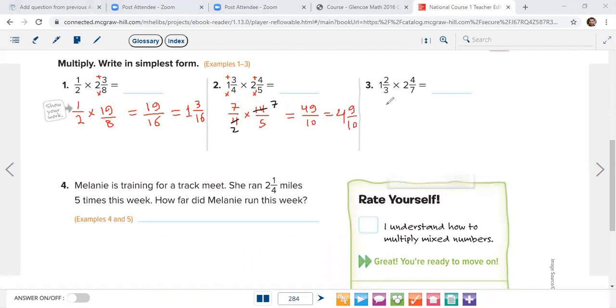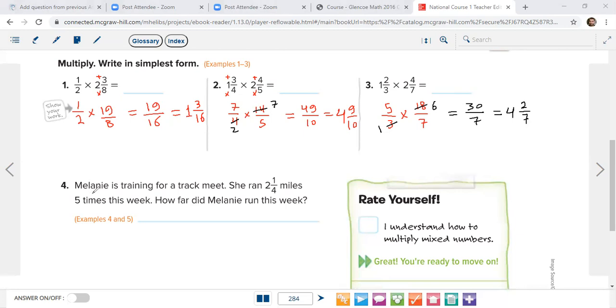1 and 2 over 3 is like 5 over 3. 2 and 4 over 7, so 7 by 2, 14, and 4, 18 over the same 7. We have cancellation between the 3 and the 18. Divide by 3 will give you 1. Divide by 3 will give you 6. So now 5 times 6 is 30 over 1 by 7 is 7. 30 over 7 will give you 4 and 2 over 7.